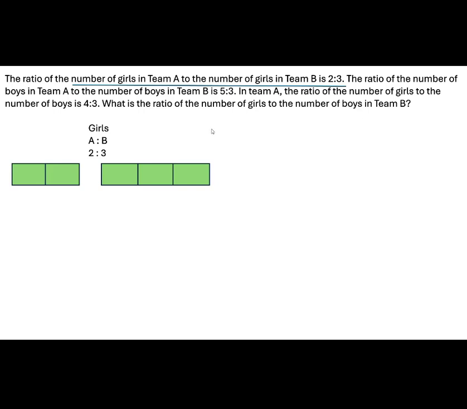The next statement is about the ratio of the number of boys in team A to the number of boys in team B, which is 5:3. So that becomes like this. The boys in team A to team B are in the ratio 5:3.